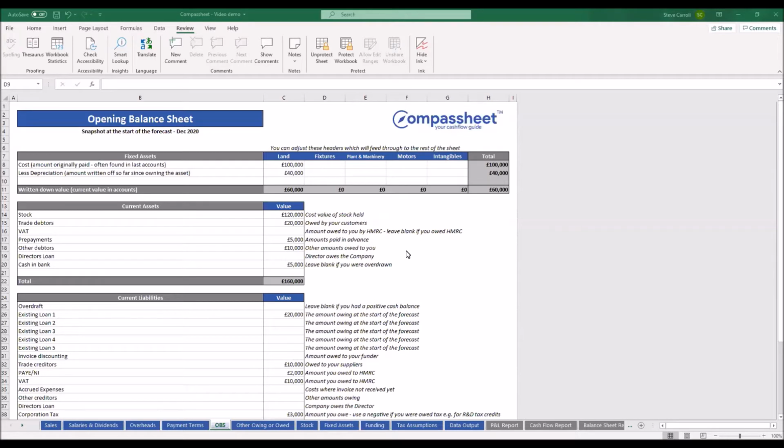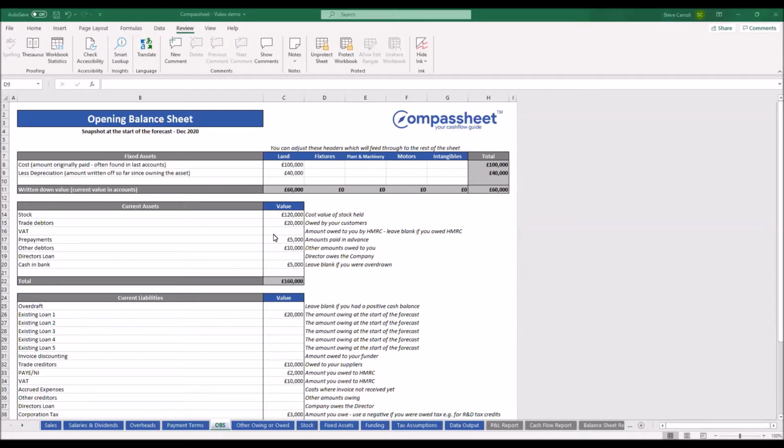Welcome. In this video we're going to look at the opening balance sheet or OBS tab of the Compassheet model. In this tab it puts in the snapshot at the start of the forecast, in other words the opening balances of where you start. This is important because it gives you what you're owed or what other people owe you at the beginning of the forecast, which feeds through particularly on the cash side of things. And where you start determines where those cash inflows and outflows are from the starting position.